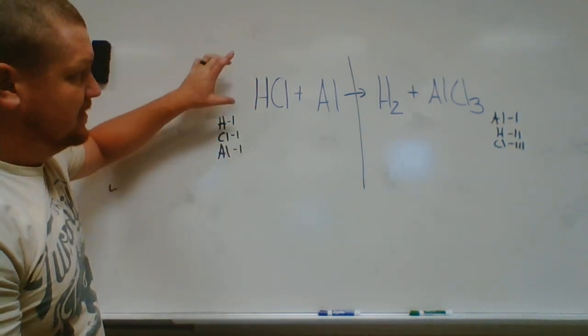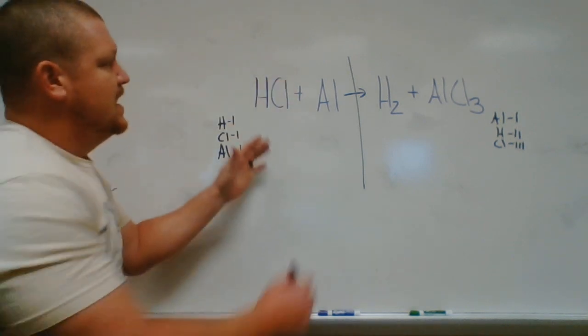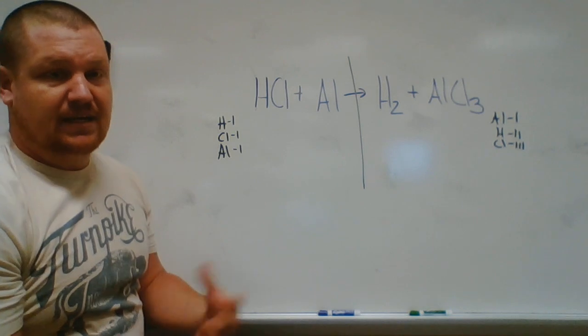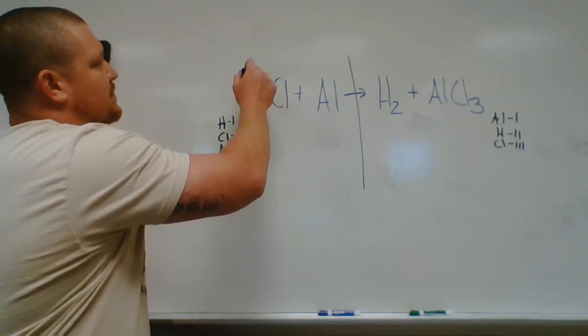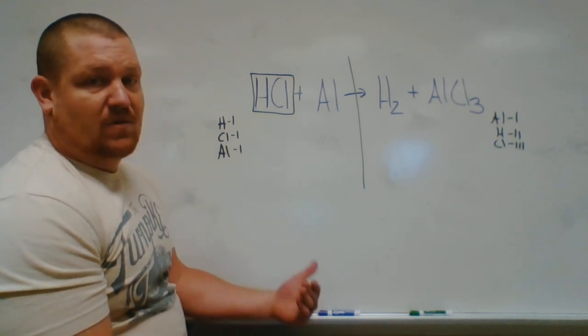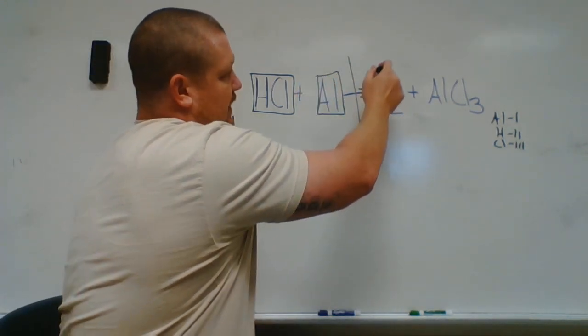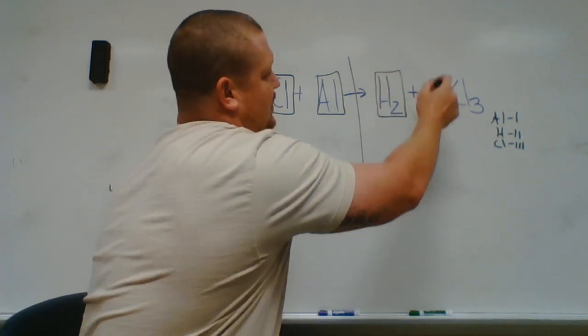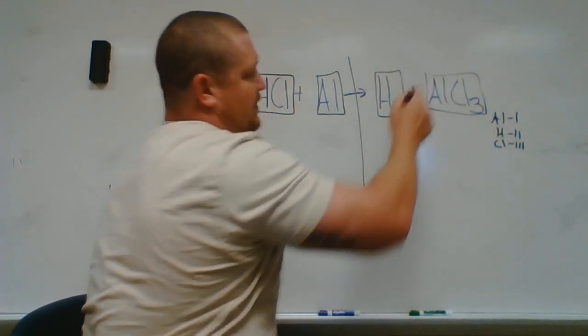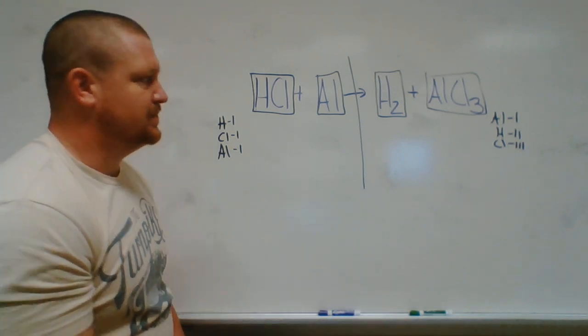You cannot change this hydrochloric acid. I cannot just add one H. I cannot just add one HCl. I must add the entire compound as it exists. So I can add more hydrochloric acid, I can add more aluminum, I can add more hydrogen gas, or I can add more aluminum chloride. I cannot add anything that is not already in the equation.